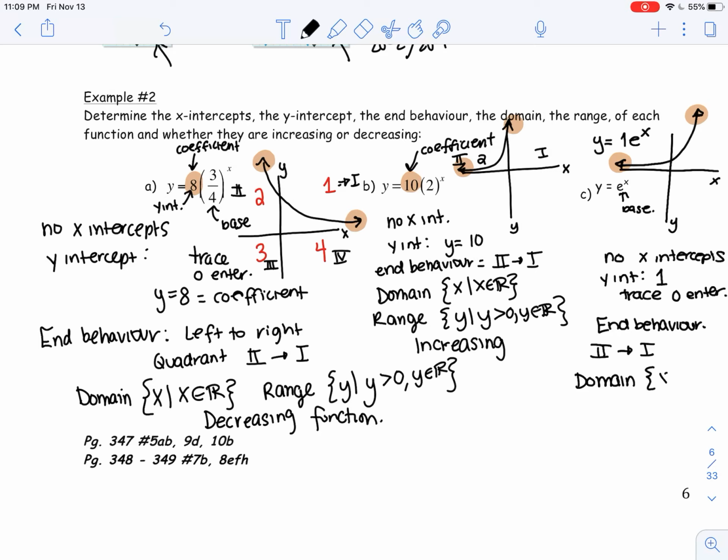Domain. Your domain is x such that x is an element of real numbers. And your range is y such that y is greater than 0, y ∈ ℝ. So it's the same for all of these. This is a notation that you really want to be familiar with and use all the time. You want to say y such that y is bigger than 0, y ∈ ℝ. We don't put the line underneath that inequality because it's not supposed to touch the x-axis. So don't touch the x-axis, so we don't have a line underneath to say that it's equal. Lastly, this is an increasing exponential function.